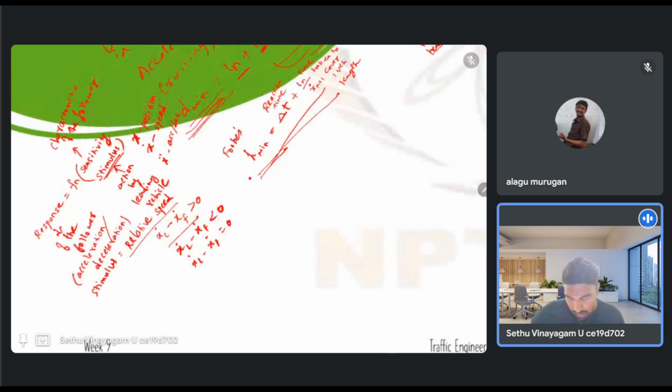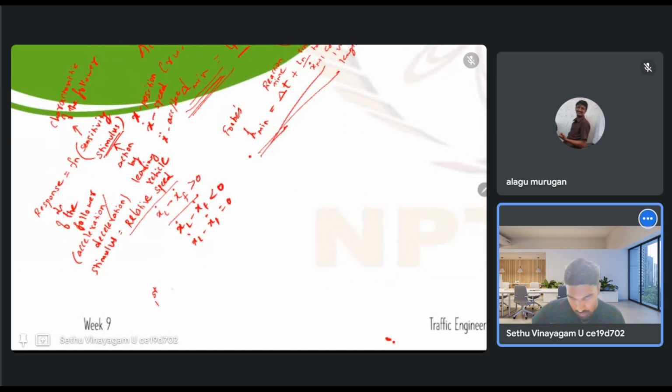So the first generation model, if you look at it, gives the acceleration or deceleration of the follower. The notation used in the lectures is n to represent the leading vehicle and n plus 1 to represent the following vehicle. So the acceleration of the follower is equal to the product of the sensitivity, which is represented using alpha, times the stimulus. The stimulus is x dot n minus x dot n plus 1, the difference in the leader's and the follower's speed.